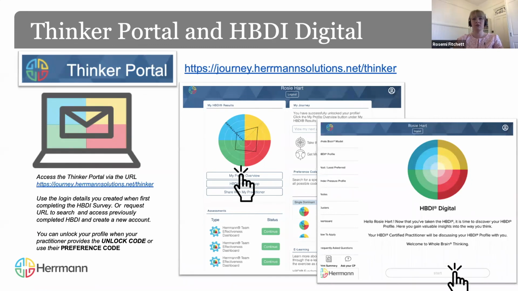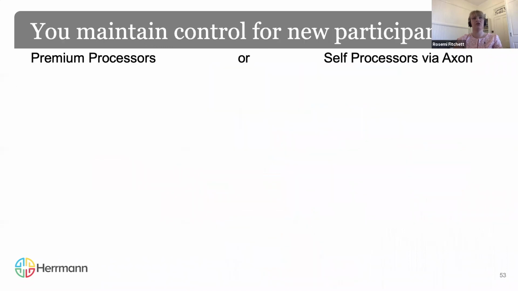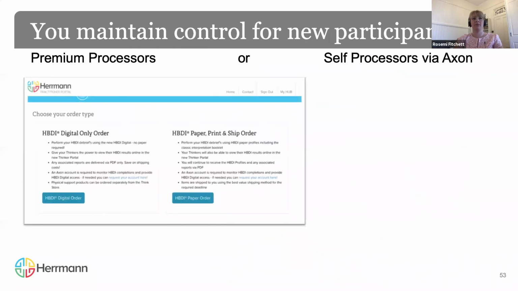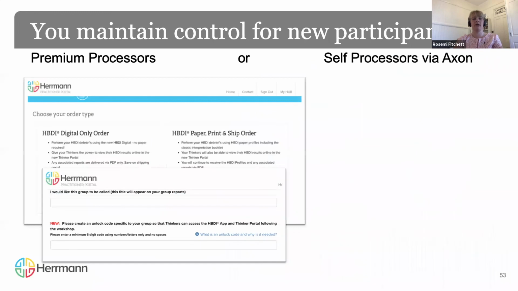So I just want to clarify that you still maintain control of when you give access to the digital profile. If you're a premium processor, it happens during the ordering process. When you're asked certain questions, you create an unlock code. So the unlock code could be, I love HBDI. And then when you want the practitioner to unlock their profile, you give them that code and they unlock it.